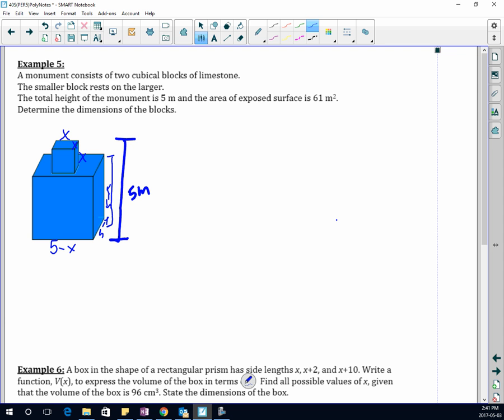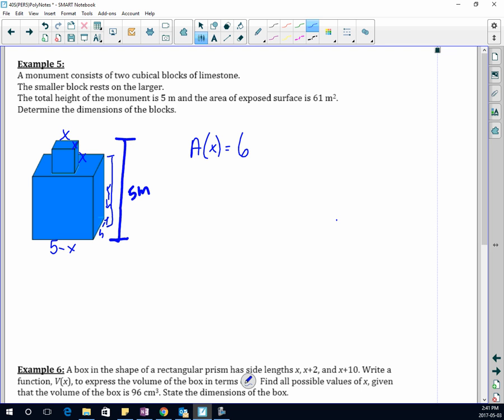Okay, so it's saying that the total surface area is 61 meters squared. Do you remember how to find surface area of composite objects? You find them separately, add them up, and then subtract double the overlap, yeah? Because remember, on this side, we're carrying something. So what would the surface area, I'm just going to call it area, what's the area of the smaller one? Well, one face would be x squared. How many faces total are there?